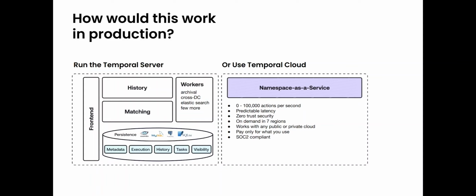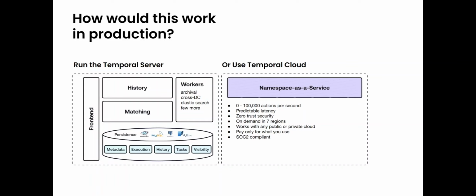So how does this work in production? There's essentially two ways to run Temporal applications in production. One, you can self-host a Temporal server using the open source. In this case, you obviously have to operate and operationalize it, but you can choose the platform of your liking to do so, or you can offload that to the Temporal cloud.